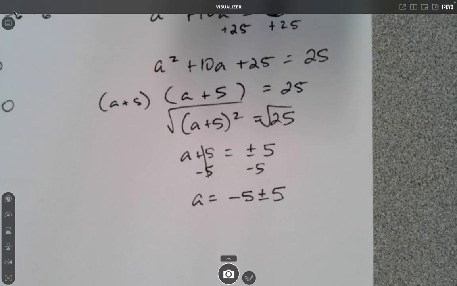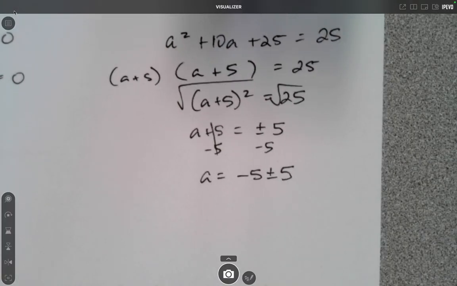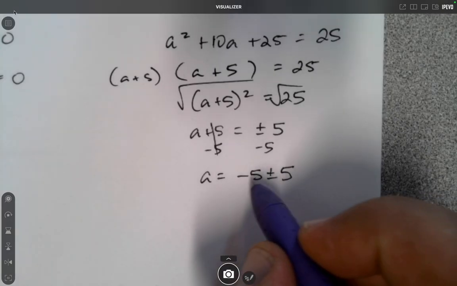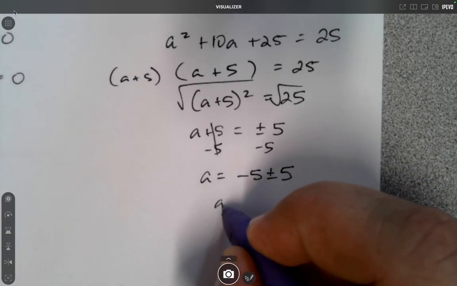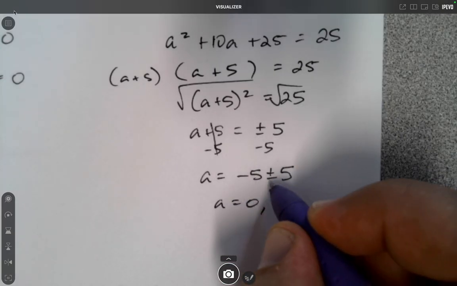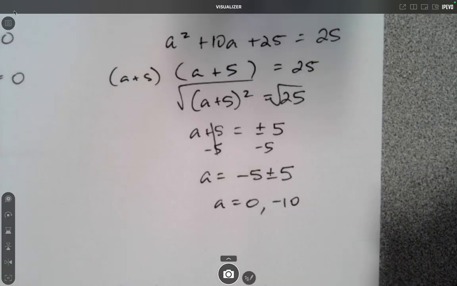And I would accept the answer this way, or since it's all whole numbers, or I should say integers, you could say, well, -5 plus 5 is 0. -5 minus 5 is -10.